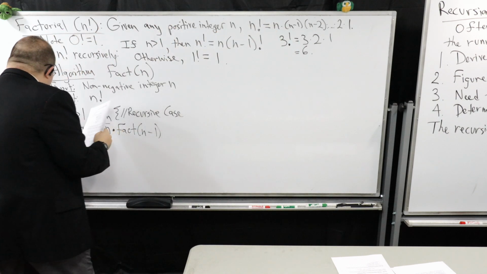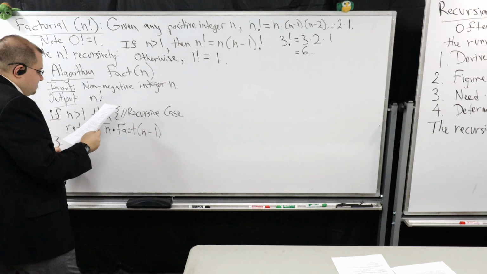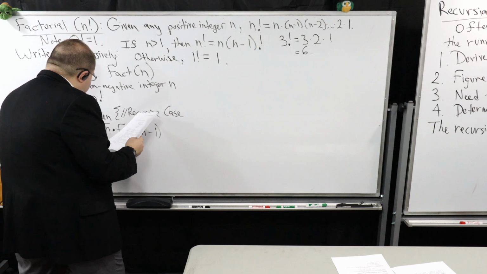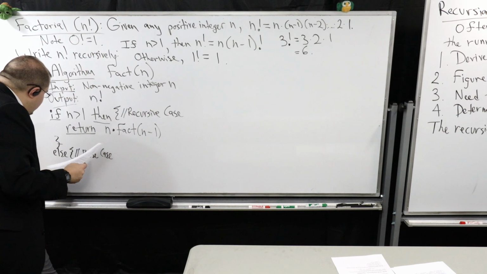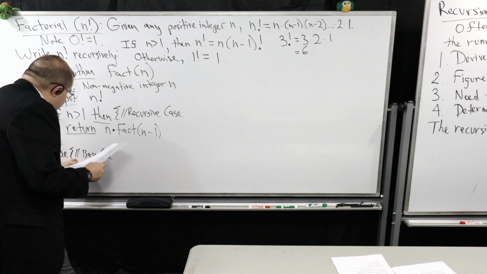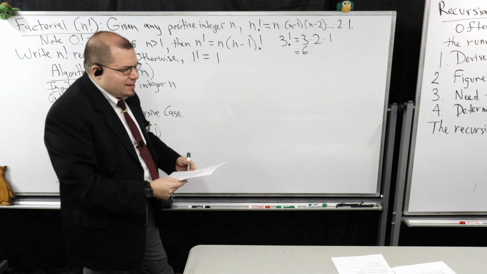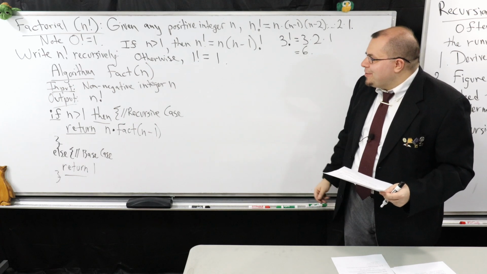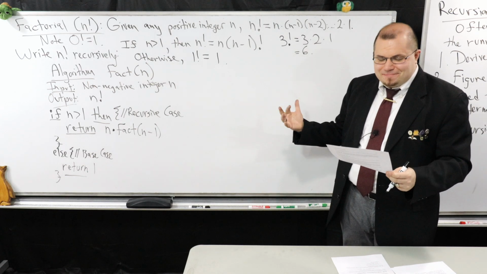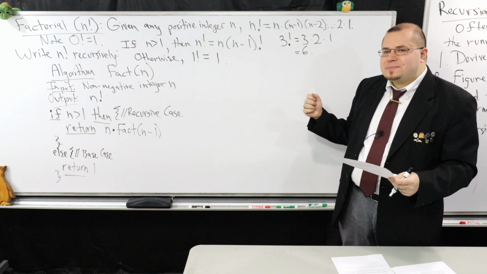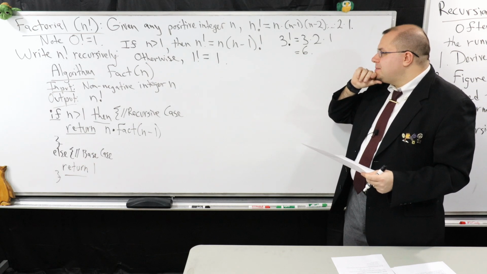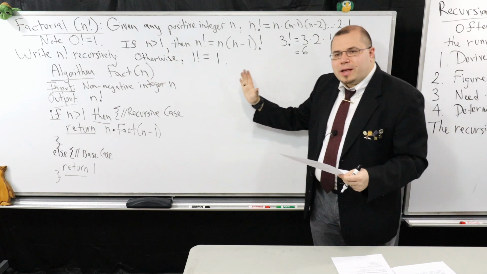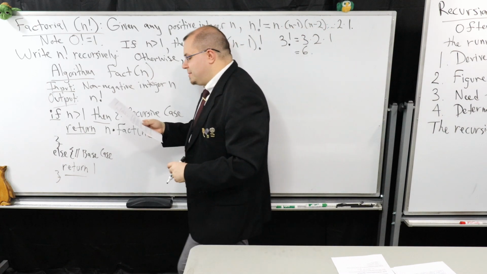Because that's all it is, just this right here. And then we have the base case. We're going to return 1. Like I said, it's a really basic algorithm, right? Are we okay with my algorithm here for factorial? So if we're okay with this, let me proceed.